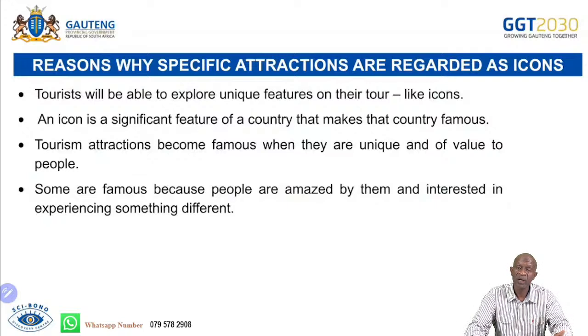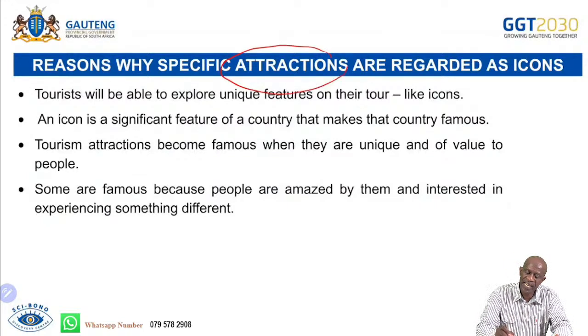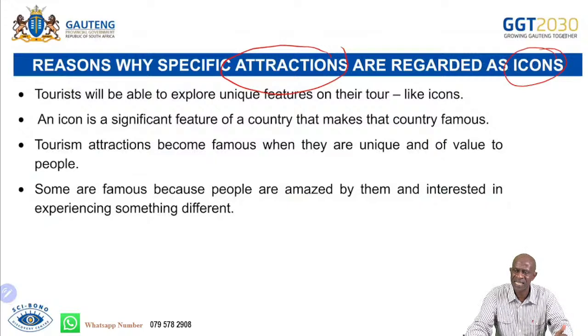As we move on, we're going to look into reasons why specific attractions are regarded as icons. Now, the attraction and icon reflects again why some attractions are regarded as icons, whereas other attractions are not given the status of being icons. They don't fit into the status of being regarded as icons. So we'll see why.